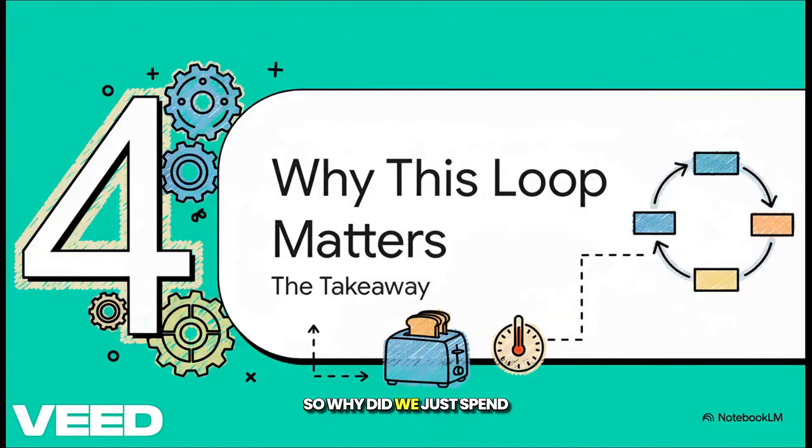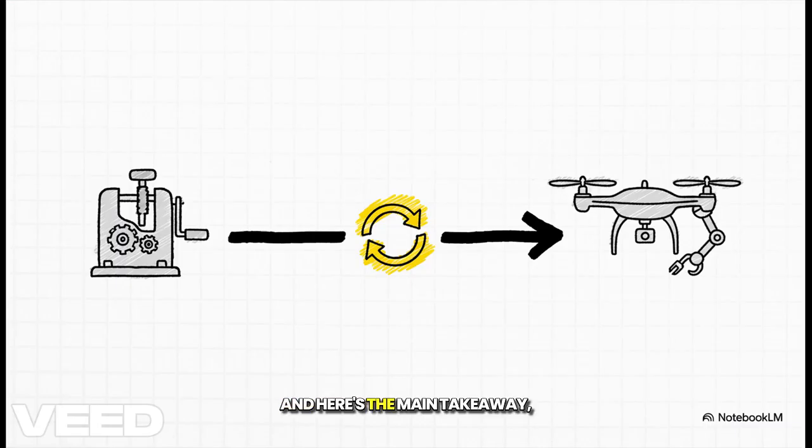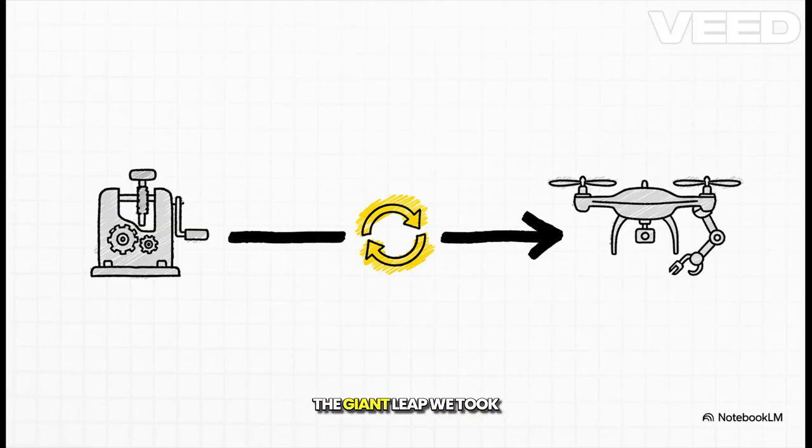So, why did we just spend all this time breaking down diagrams of controllers and feedback loops? Because this isn't just about toasters and thermostats. It's much bigger than that. And here's the main takeaway. Understanding this one difference, the concept of a feedback loop, is really understanding the giant leap we took from basic machines to the automated, responsive, smart world we live in today. It's the difference between a simple tool and a truly responsive system.